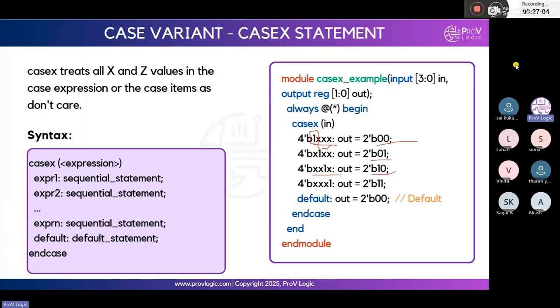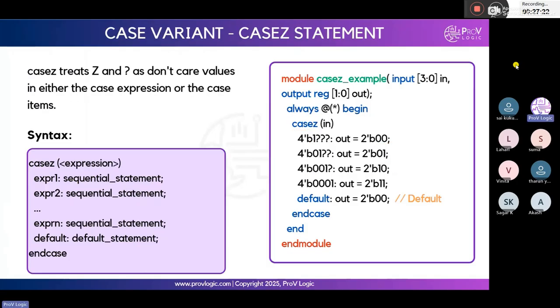So mostly in the priority encoder we use the case X statement. Whenever you are using these X, you need to declare it as a case X. If you use a normal case, it doesn't work. You need to declare it as a case X. Okay, in the same way, case Z. Z is also like a don't care.